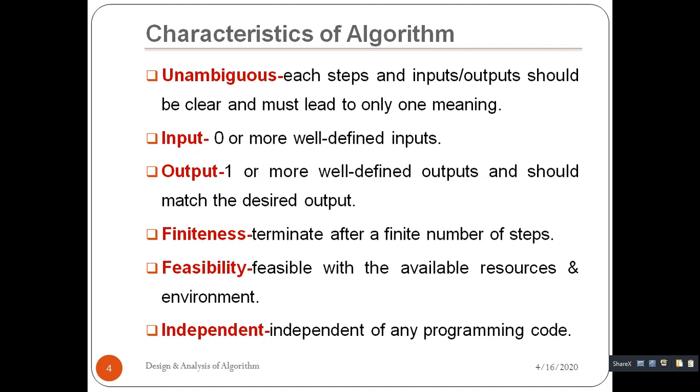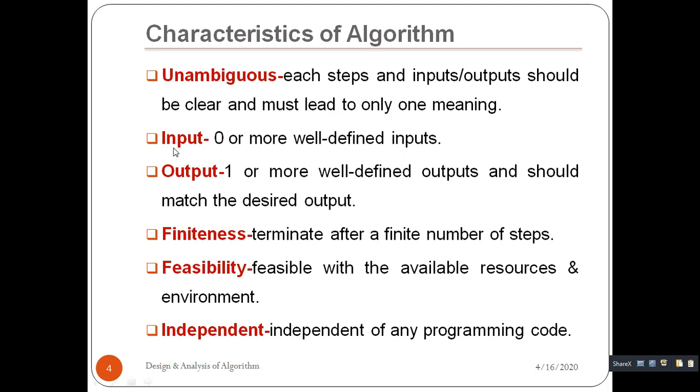Now let us see what the characteristics of an algorithm are. The first characteristic is unambiguous. Unambiguous means each step of an algorithm must be unambiguous, meaning it must not have dual meaning, because if a particular step or statement in an algorithm has dual meaning, then the compiler cannot execute that kind of statement. The statements or steps in an algorithm must have one unique meaning. That is called unambiguous.